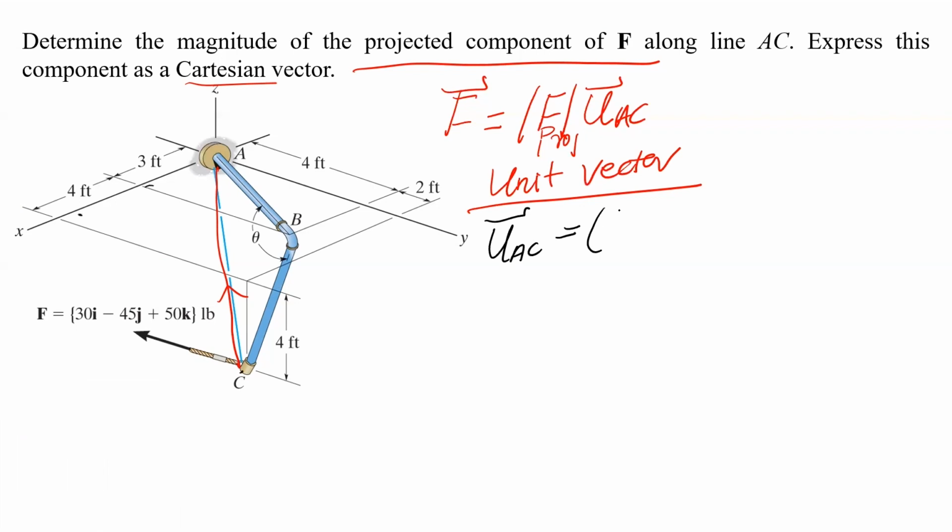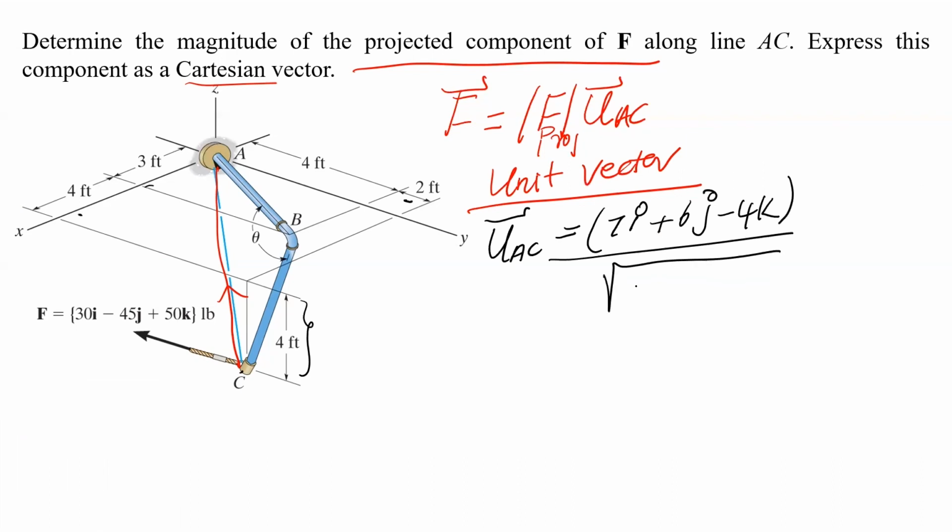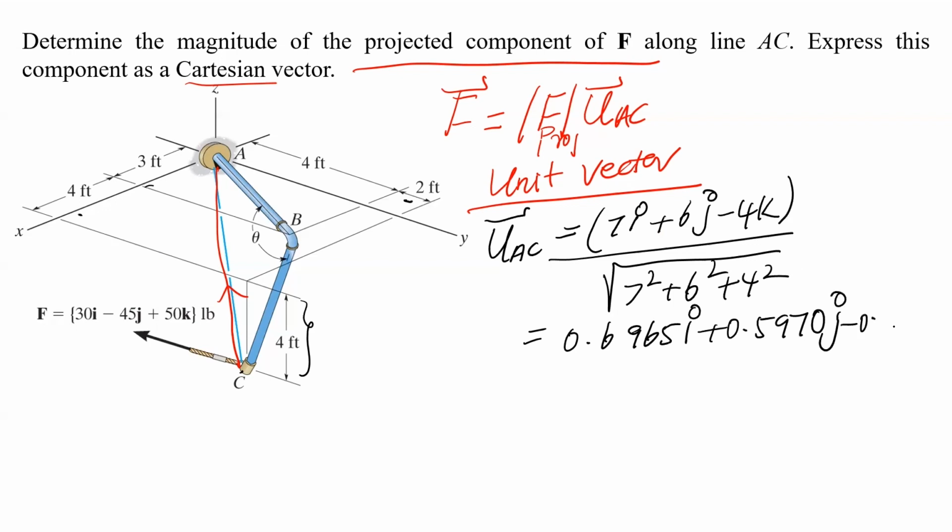In the case of C, the coordinate in x is 4 plus 3, so 7i. And it's 4 feet and 2 feet, so it's plus 6j. And it's going downward 4 feet, so it's negative 4k. And then I can get its magnitude, the square root of 7 squared plus 6 squared plus 4 squared. By simplifying that, I can get my unit vector as 0.6965i plus 0.5970j minus 0.398k. Simply, that's my unit vector AC. So I need this unit vector to find the projected component of F and then to express that projected component in its Cartesian vector form.